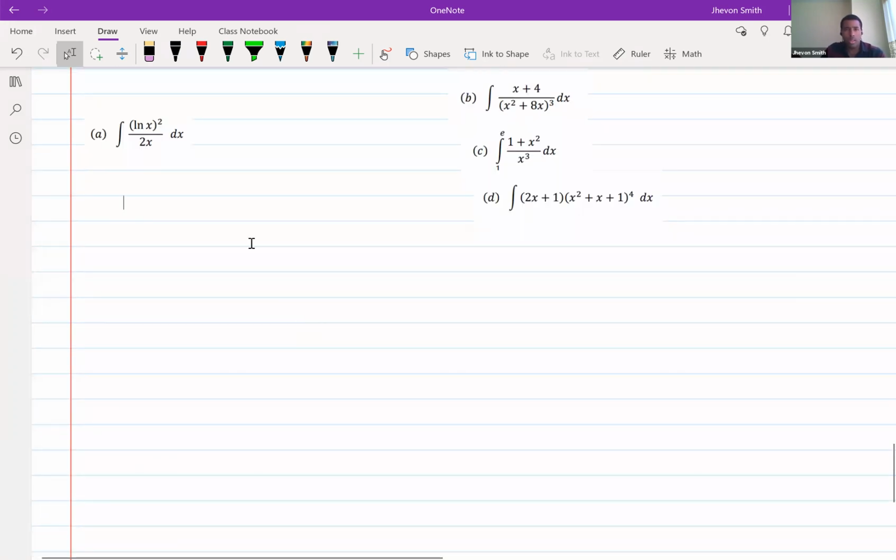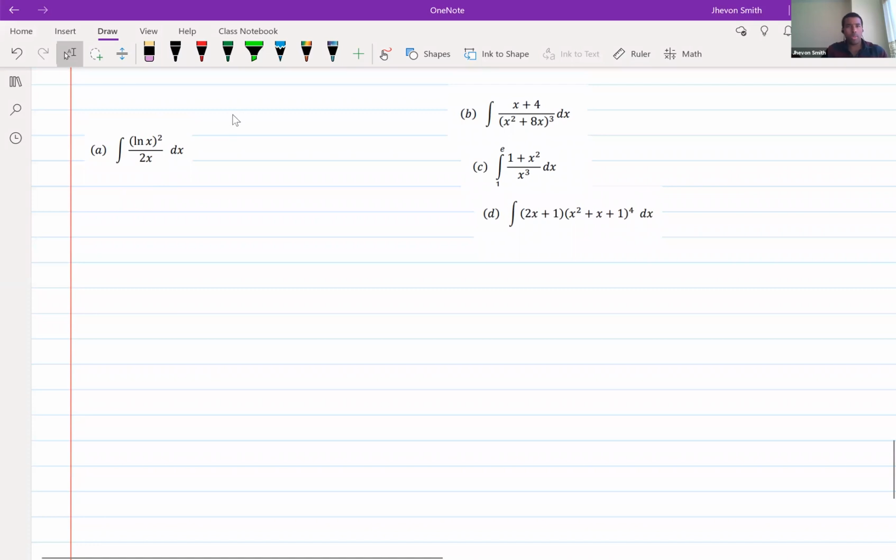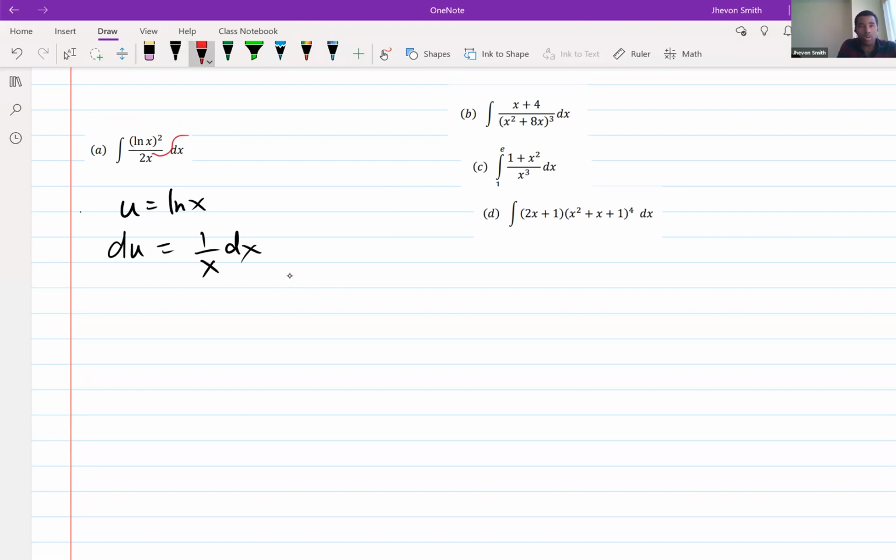Okay, so did anyone actually try these? Like, how would you attack the first one? Ideas. Set ln to u. Okay, so u equals ln of x. So your du would be 1 over x dx. And that's good because you kind of see the 1 over x dx right here. Right? So that's what makes you think, hey, that would be a good substitution.